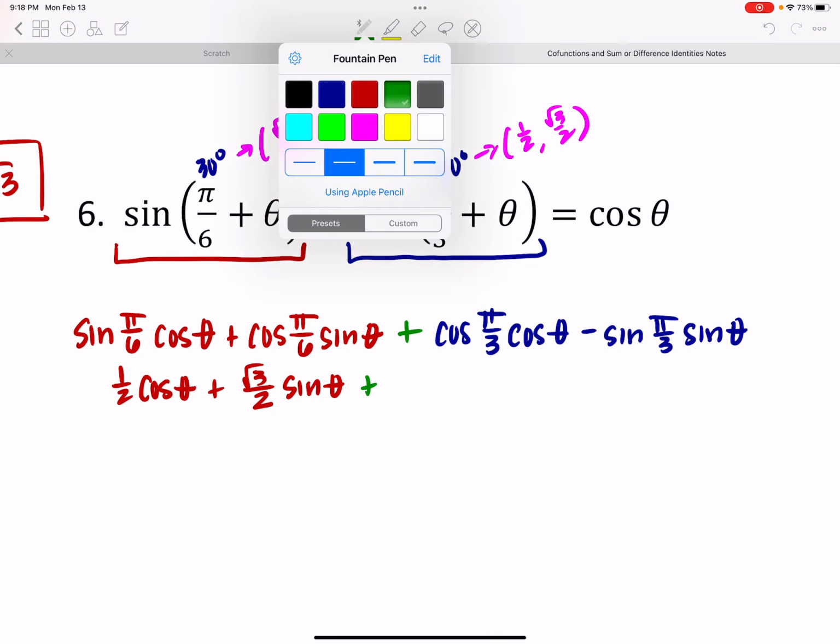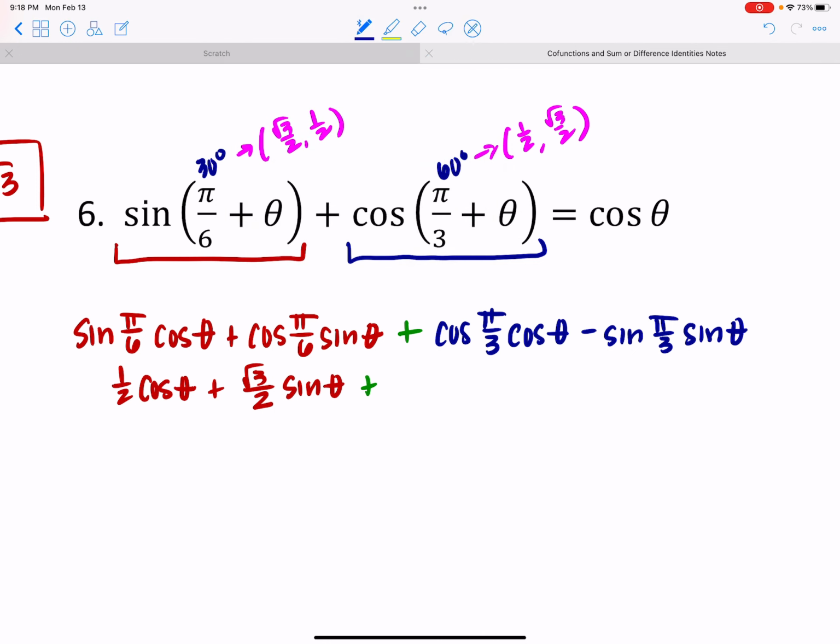on the other side over here, cosine of pi over 3, or 60 degrees, cosine right there, that's going to be a half. And then cosine of theta is going to stay. Minus the sine at pi over 3 is radical 3 over 2. And that's multiplied by the sine of theta.